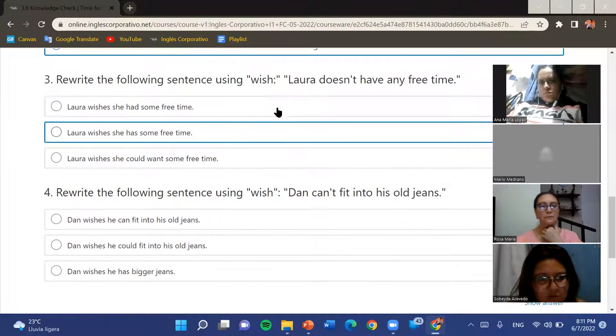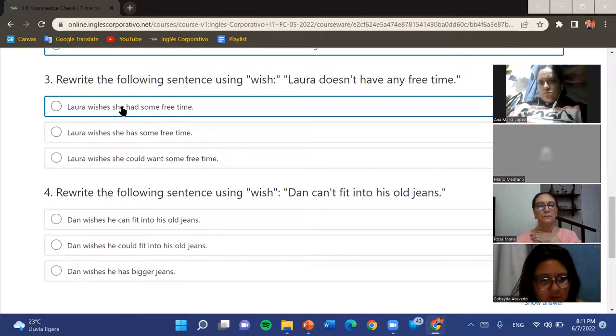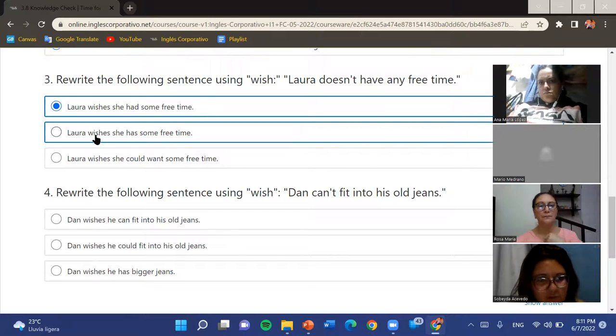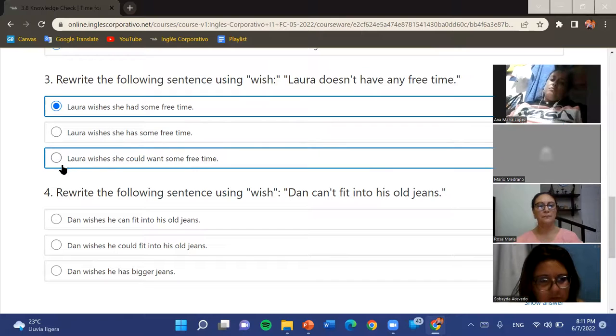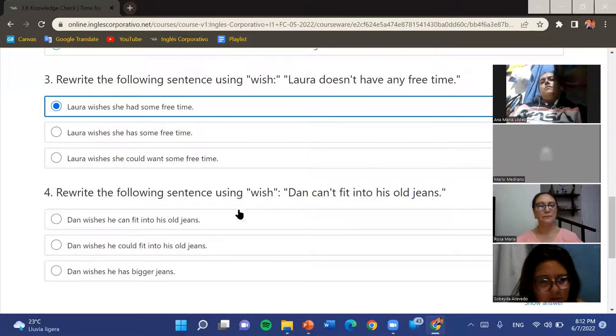Now, the wish that Laura could have would be: Laura wishes she had some free time. Not Laura wishes she has some free time, nor Laura wishes she could want some free time, but Laura wishes she had some free time.